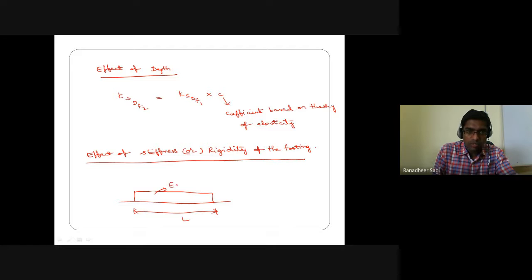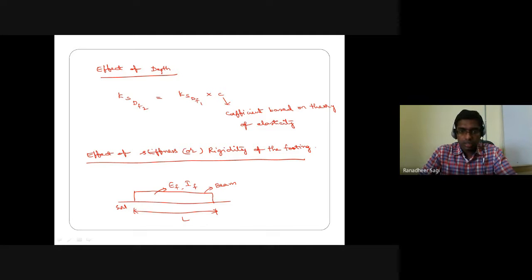The Young's modulus value of the footing is EF. Moment of inertia of that particular footing about its neutral axis is IF. Here we call it a beam, where a beam is nothing but a long footing, otherwise normalized as a beam. It's a long continuous footing, which is resting on, let's say, some soil.